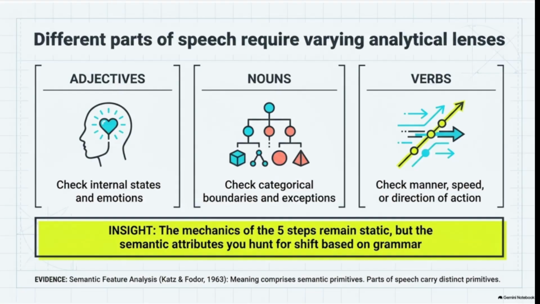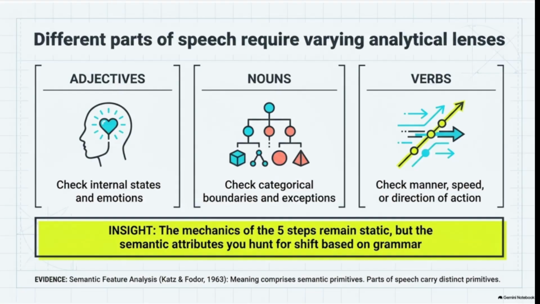Different parts of speech. Not all vocabulary should be checked in exactly the same way. The part of speech can help us decide what to focus on. For adjectives, we often need to check states, qualities, feelings, or emotions. For example, embarrassed. We might check, do you feel comfortable? No. For nouns, we often need to check category, identity, or boundaries.